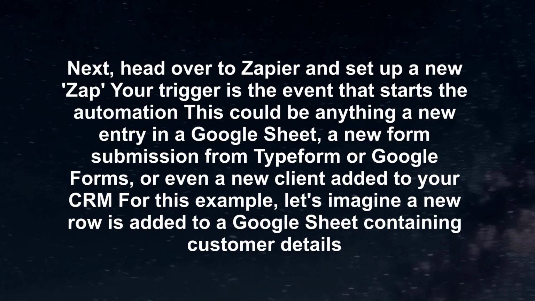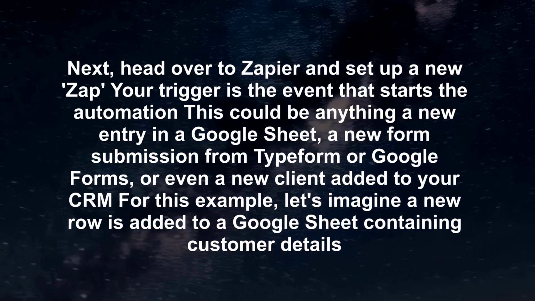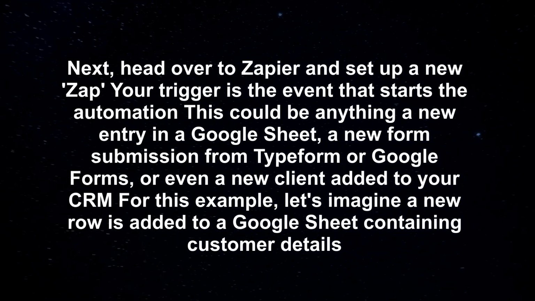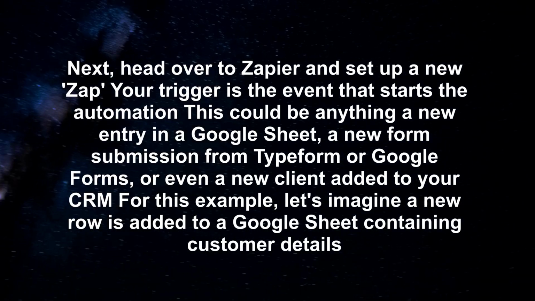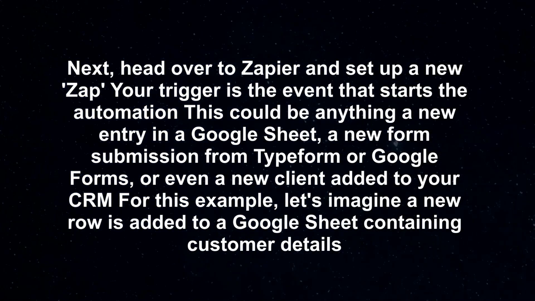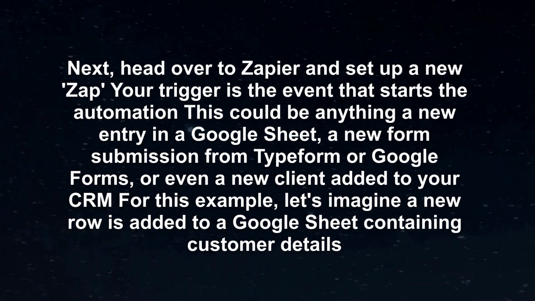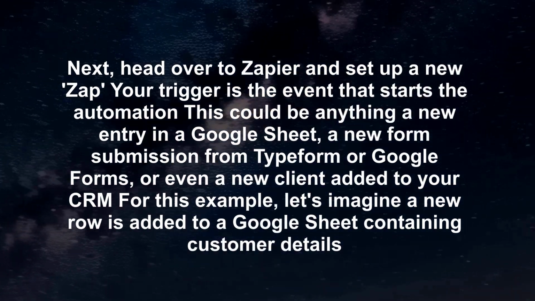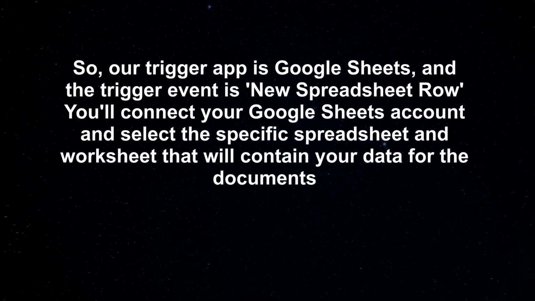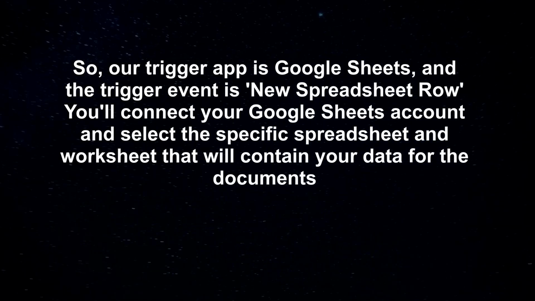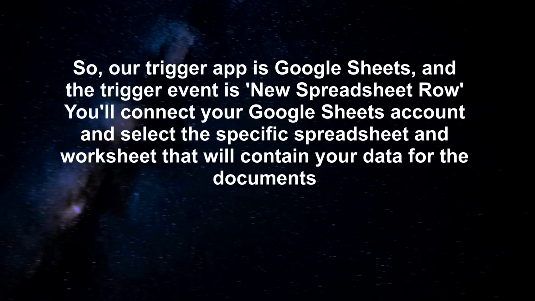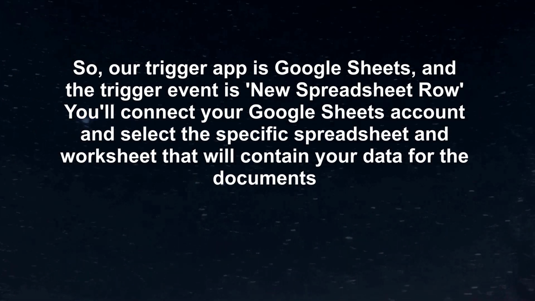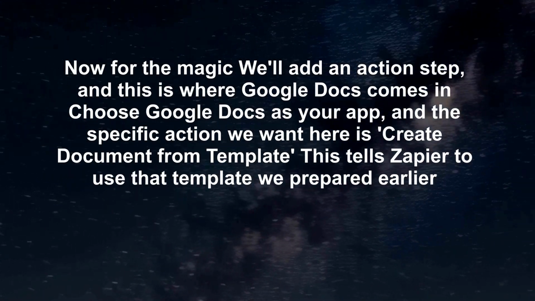Next, head over to Zapier and set up a new Zap. Your trigger is the event that starts the automation. This could be anything: a new entry in a Google Sheet, a new form submission from Typeform or Google Forms, or even a new client added to your CRM. For this example, let's imagine a new row is added to a Google Sheet containing customer details. So our trigger app is Google Sheets, and the trigger event is new spreadsheet row. You'll connect your Google Sheets account and select the specific spreadsheet and worksheet that will contain your data for the documents.